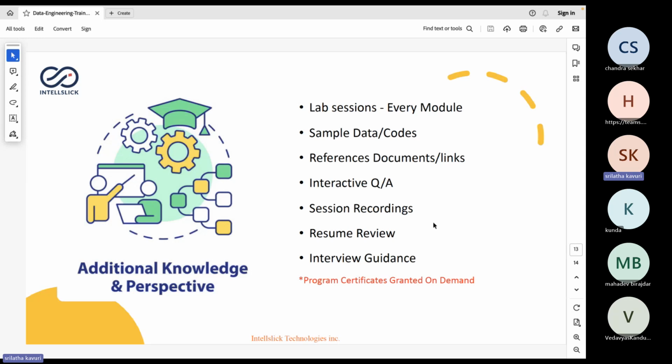Session recordings will be available by the last week. This is a total 6-week program with 50 hours. Within your last week, we can have resume reviews, individual resume review sessions, and then the interview guidance.